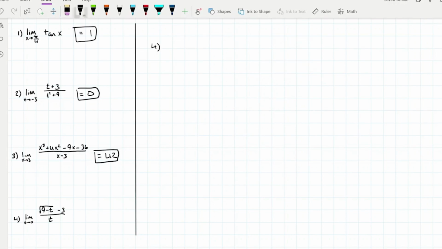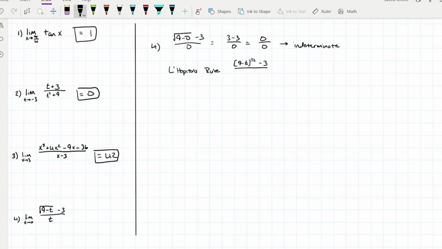For problem 4, we'll again start by substituting t equals 0 to again get an indeterminate solution. We'll apply L'Hopital's rule again to this function, and I will rewrite this function using the 1/2 power instead of the square root.